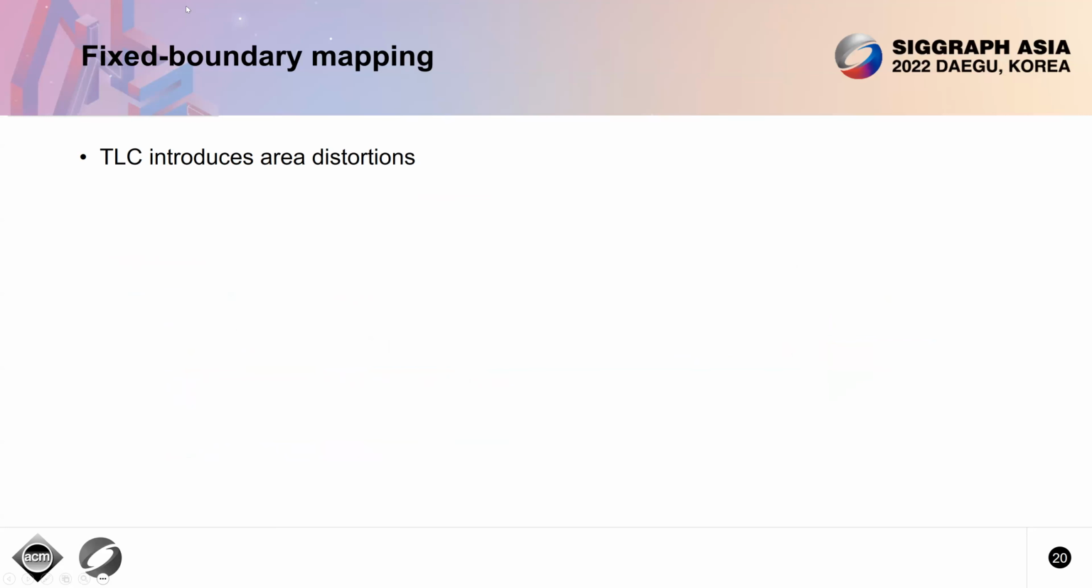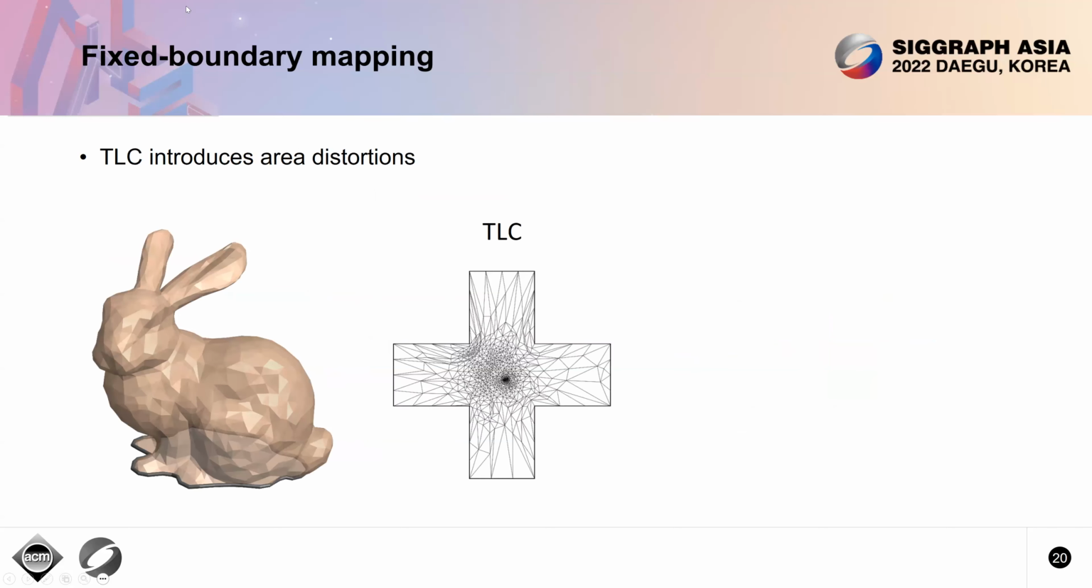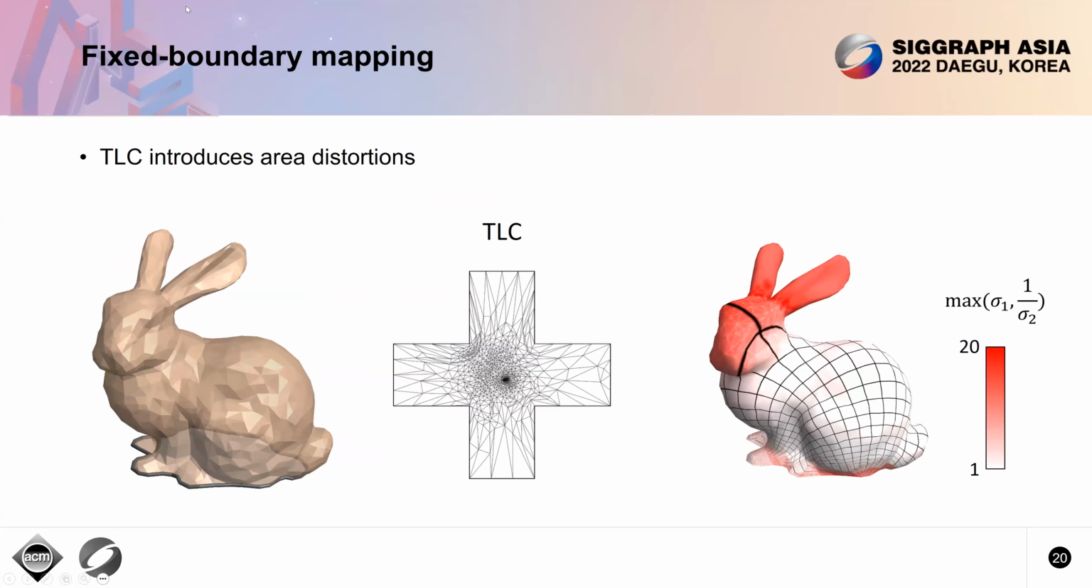However, TLC has a major limitation. It introduces large area distortions. Here we show the mapping of a bunny into a cross-shape domain by minimizing TLC energy. To visualize map distortion, we show the grid line texture and the distortion metric. The map preserves angles relatively well, but the area distortion is high, particularly near the bunny head.